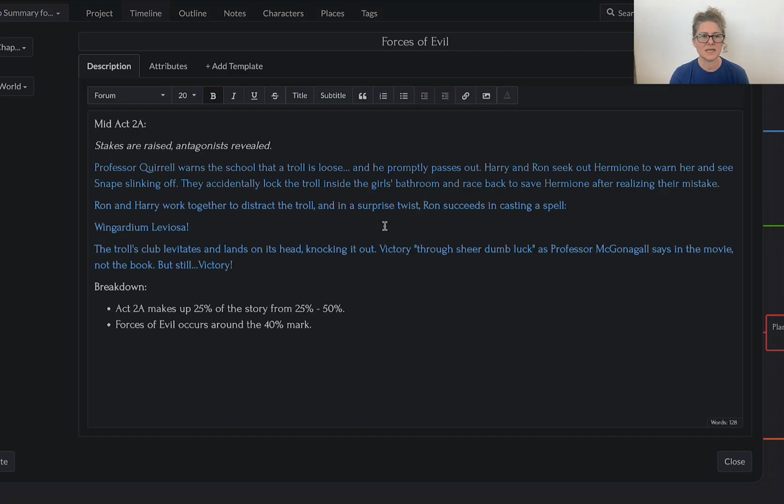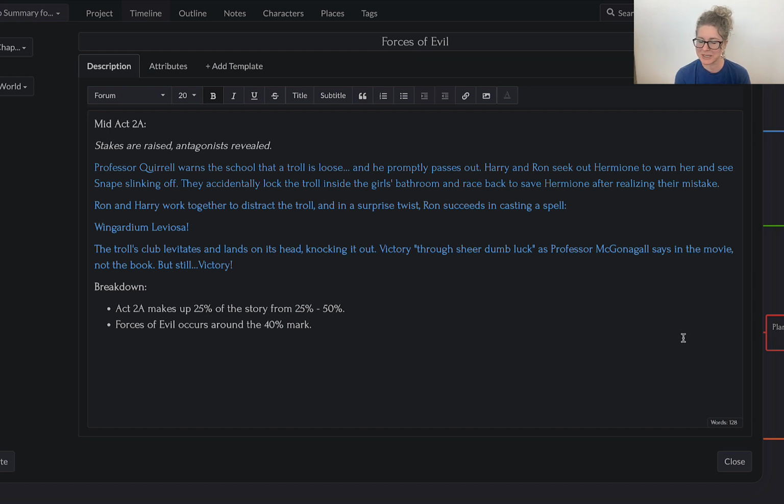Forces of evil. Stakes are raised, antagonists revealed. Professor Quirrell warns the school that a troll is loose, and he promptly passes out. Harry and Ron seek out Hermione to warn her and see Snape slinking off. They accidentally lock the troll inside the girls' bathroom and race back to save Hermione after realizing their mistake. Ron and Harry work together to distract the troll, and in a surprise twist, Ron succeeds in casting a spell, Wingardium Leviosa. The troll's club levitates and lands on its head, knocking it out.